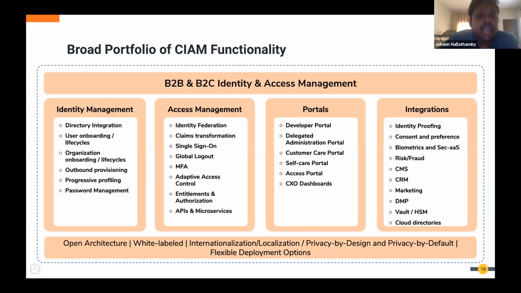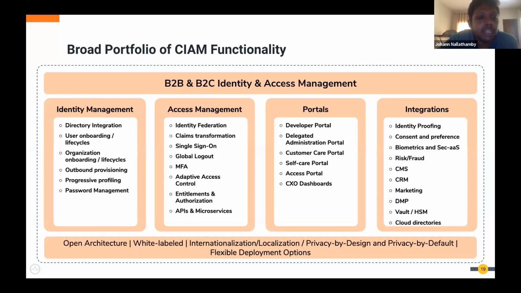So when we look at a CIAM solution, this is the broad portfolio of the CIAM functionality. CIAM basically addresses two sub-segments of use cases. One we call business to business, and the other is business to consumer. In both of these segments, you have 4 key areas that we identify.